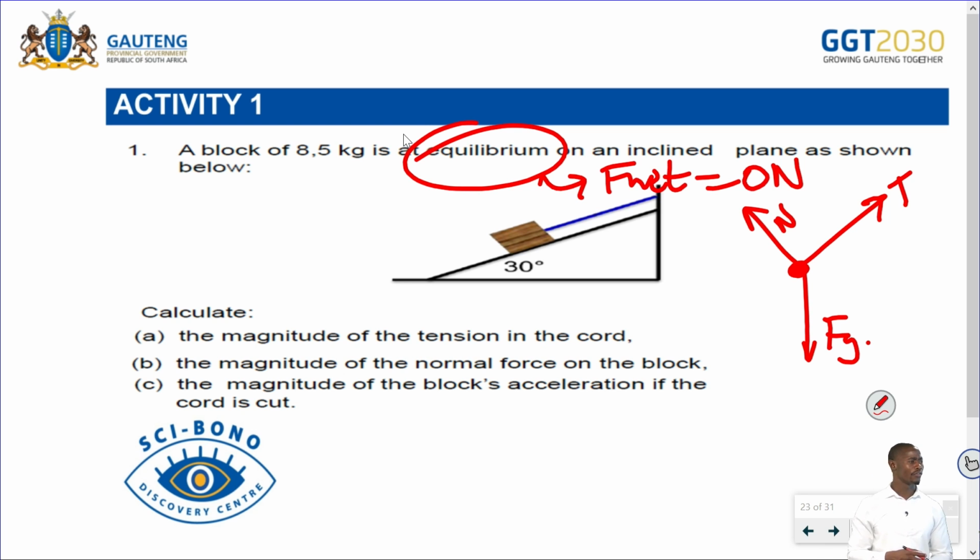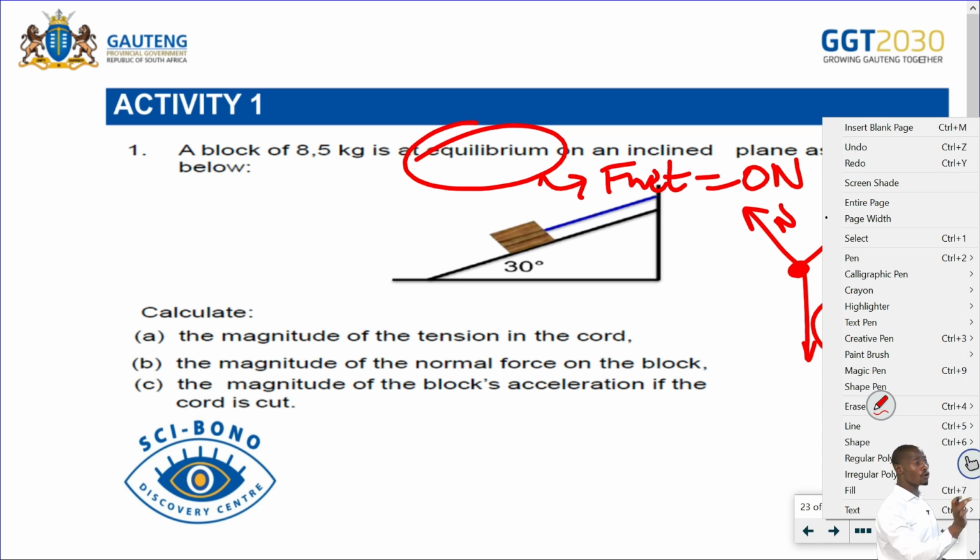So they want the magnitude of tension. Okay, how are we going to find the magnitude of tension? First thing, this is an inclined plane, right? So the free body diagram is correct. But now that we're talking about calculations, we need to resolve weight into its components. So let's resolve weight into its components.